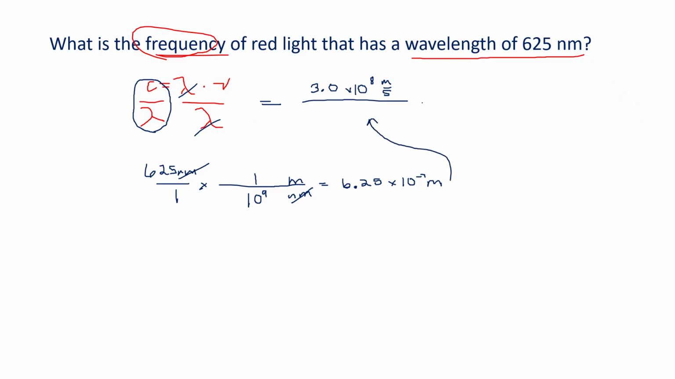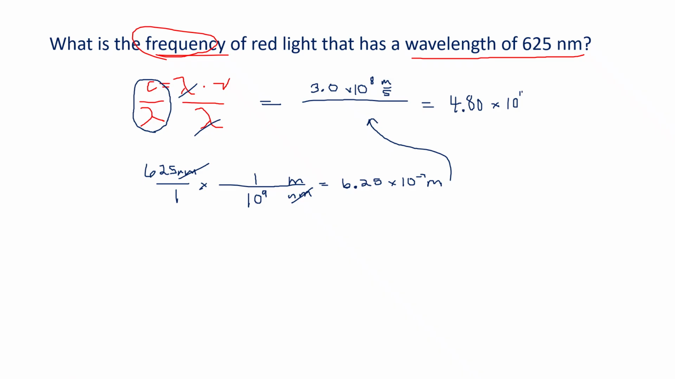And then I'm going to get out the calculator. So 3.0 times 10 to the 8th divided by 6.25 times 10 to the negative 7. And we get 4.8. And I'll keep my 3 sig figs, so I'm going to throw a 0 on the end there. 4.80 times 10 to the 14th.